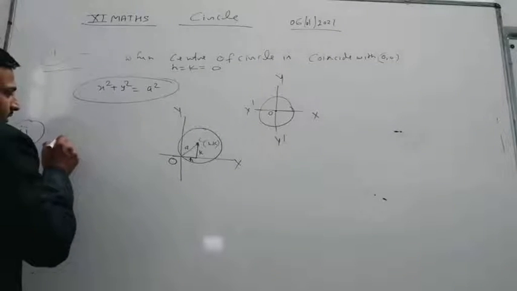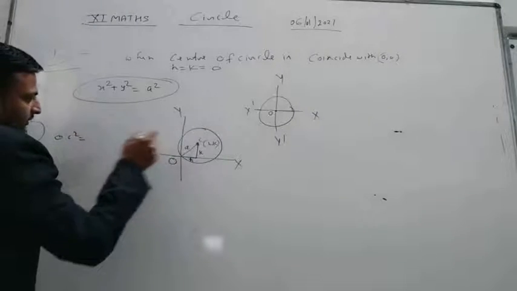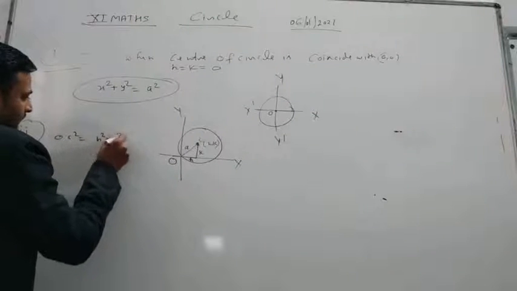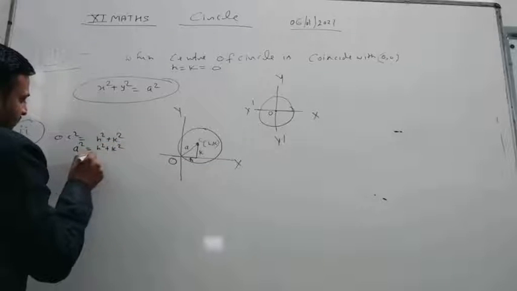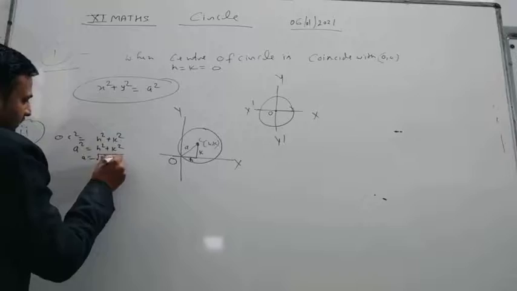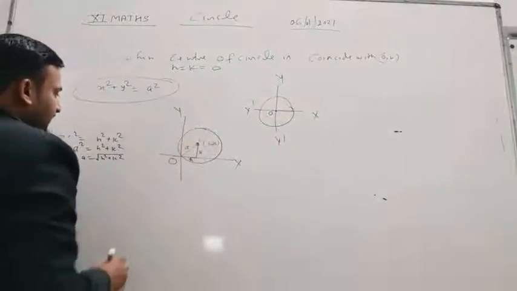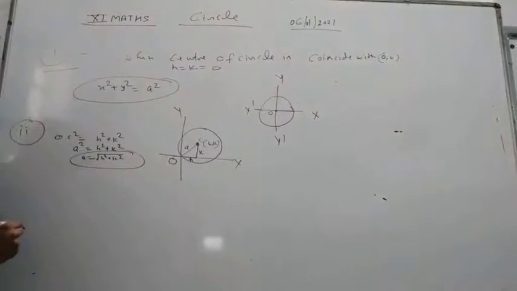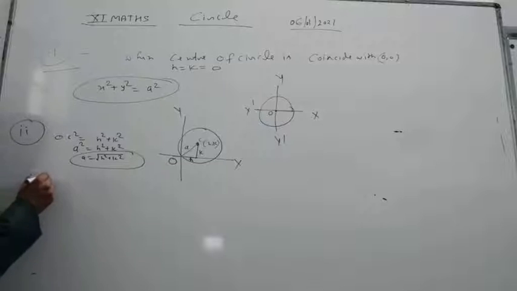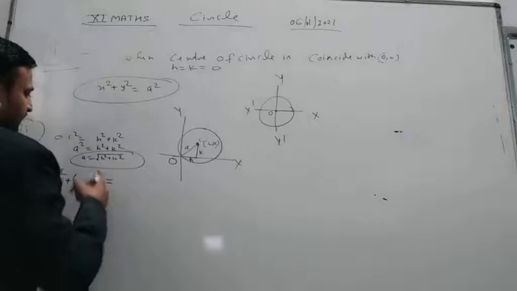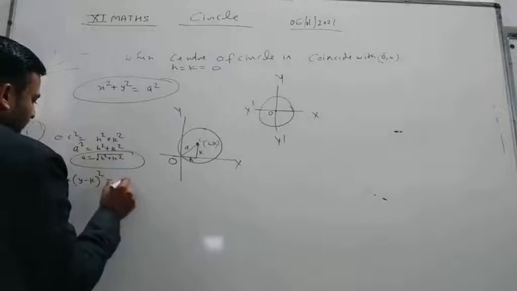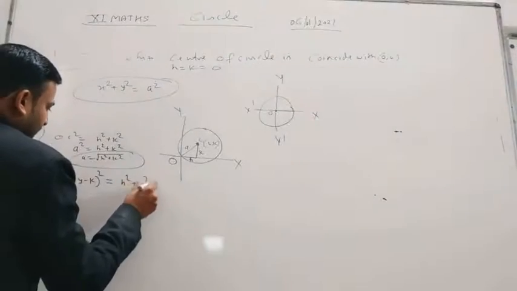Here, student, OC square is h square plus k square. So a square is h square plus k square, so a is under root h square plus k square. Now the center is (h, k) and the radius is this. Okay student, in this case the equation of circle will be what? We write (x minus h) whole square plus (y minus k) whole square is equal to r square, means a square, which is h square plus k square.